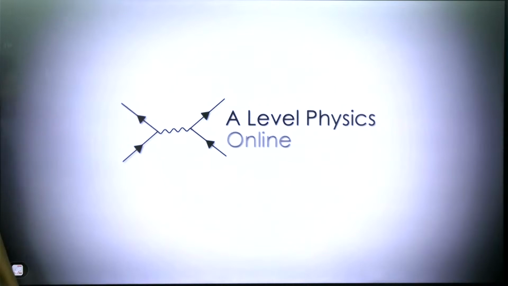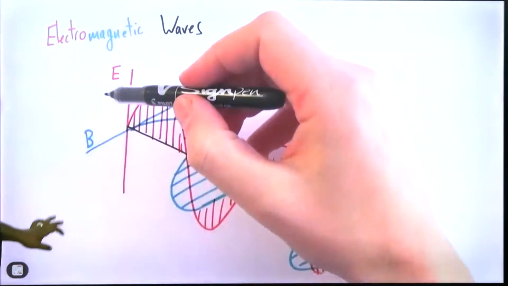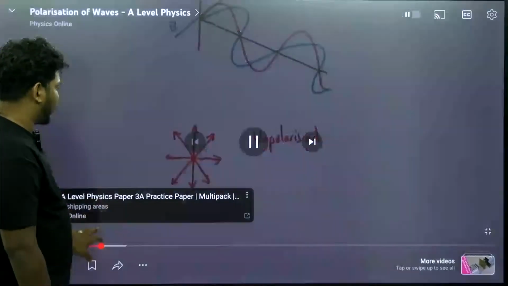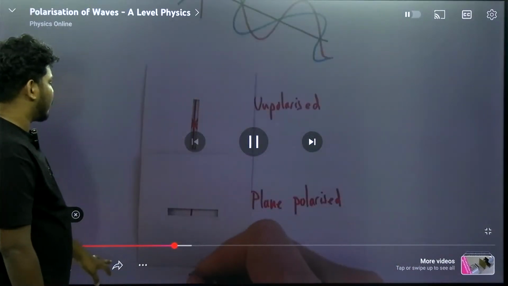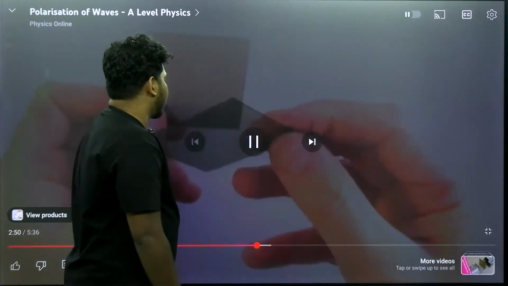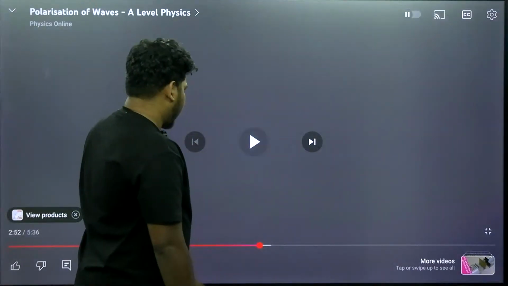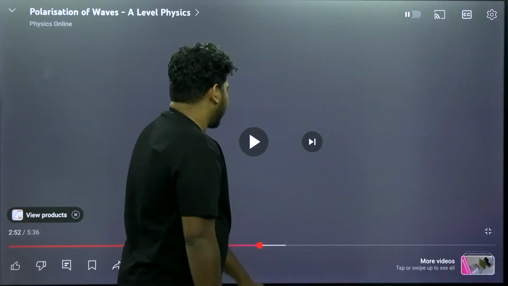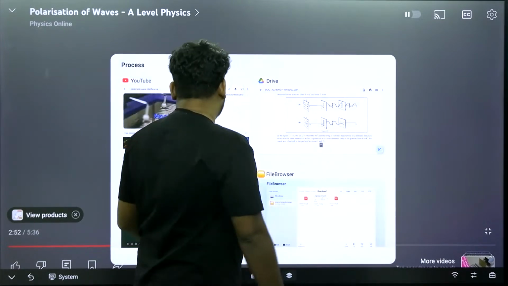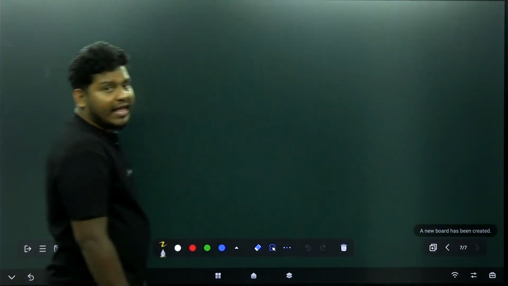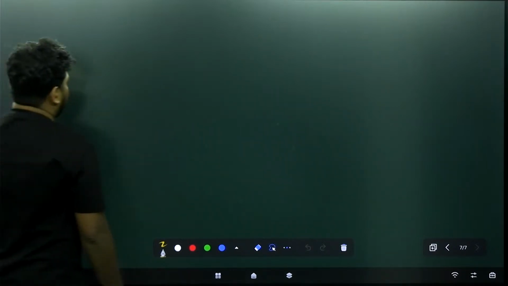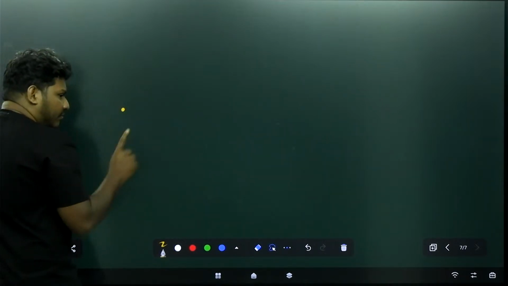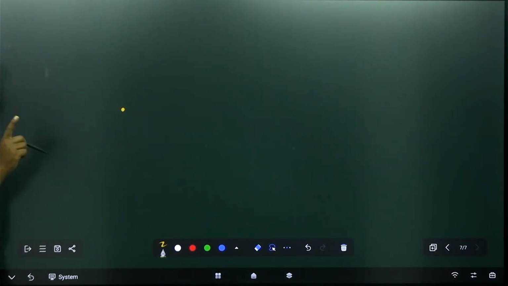Okay, right. So look at this one. Before that, I'm going to explain you the theory a little bit. Okay, right. Look at this one, students. Let's say there is a light source here. You should be clear about this one. There is a light source.